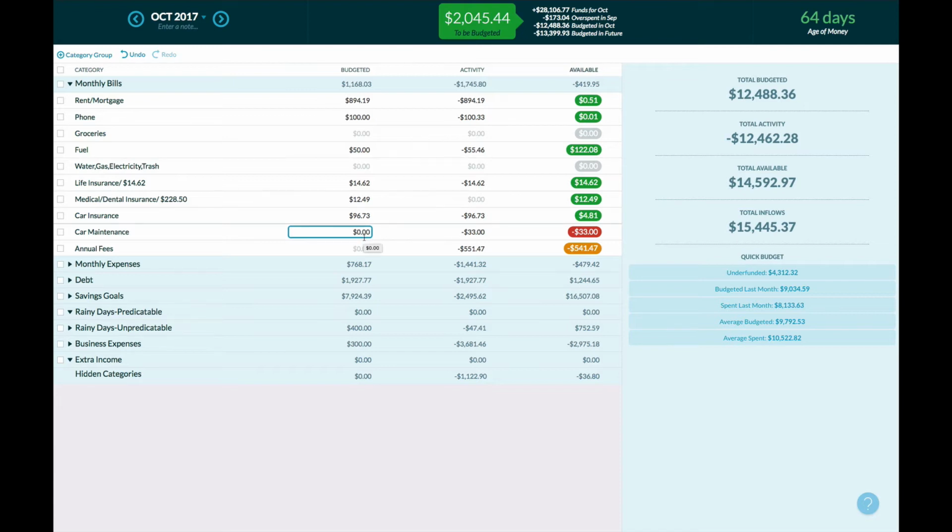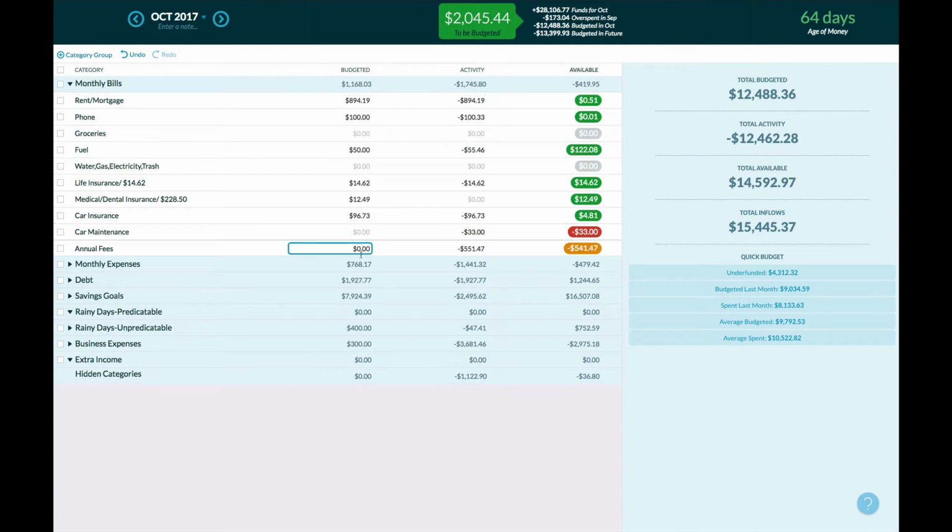Car maintenance, I did not budget for this. Typically that goes with, like, if a tire goes flat or I need an oil change or something. Anyway, I had an oil change this month, so I didn't budget for that. I'll have to account for that next month.